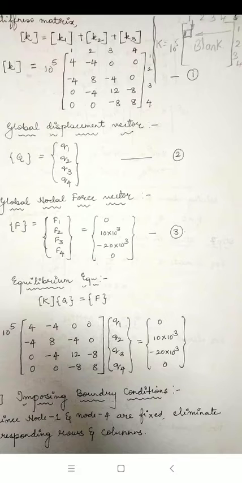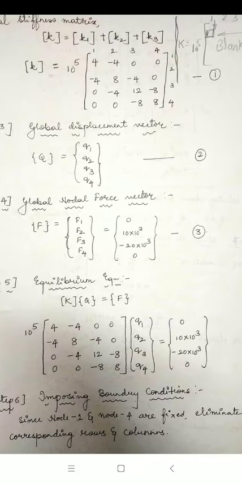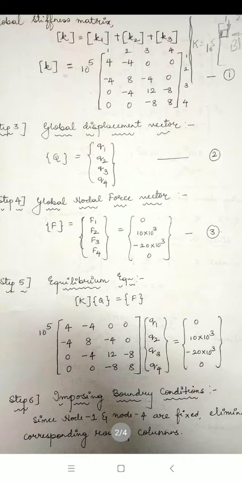Next step, global displacement vector. Write down all the displacements. Q equal to Q1, Q2, Q3, Q4. Next step is step number 4. Force vector or load vector. F1, F2, F3, F4. F1 is 0. In the starting I have explained why we have to take F1 as 0.